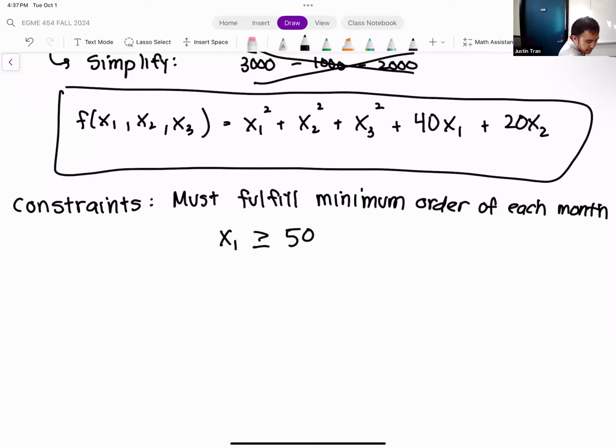We can of course put this in standard form. And so in standard form, we are going to subtract the X1 from both sides. So 50 minus X1 has to be less than or equal to 0. In this problem, it doesn't really matter which side of the less than or equal to sign you put it on. So you can very easily do X1 minus 50. That might be a little bit more intuitive.